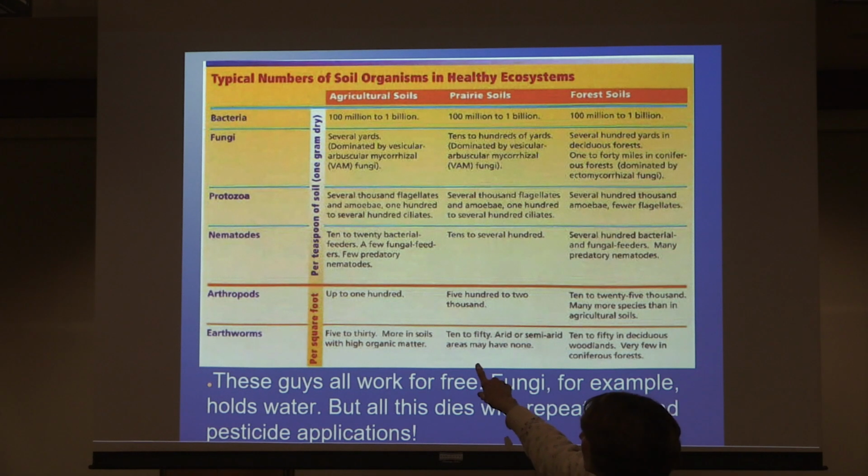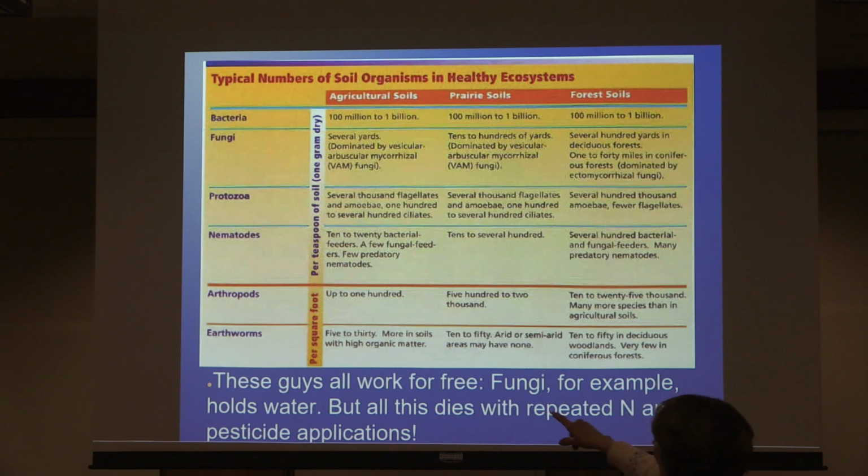Here we have arthropods up to 100 per square foot, earthworms 5 to 30 earthworms, more in soils with high organic material. Okay, so that's typical agricultural soil, and then we have other comparisons there. And all these guys, they work for free. They do their job. They like to do that, right? As long as you give them a chance.